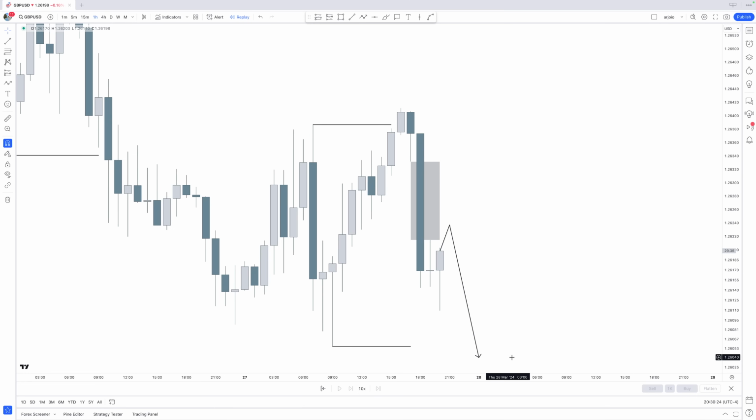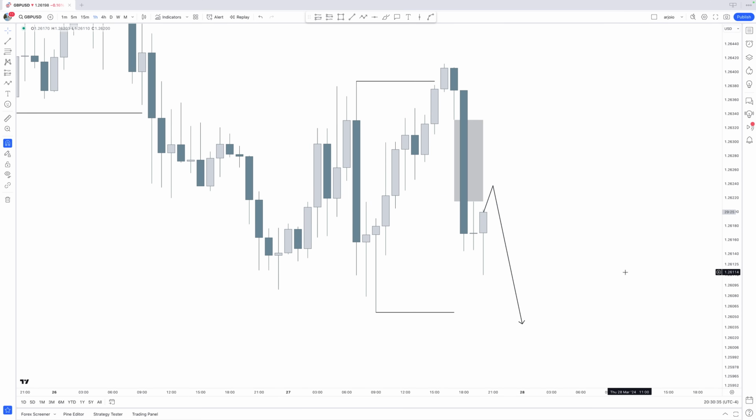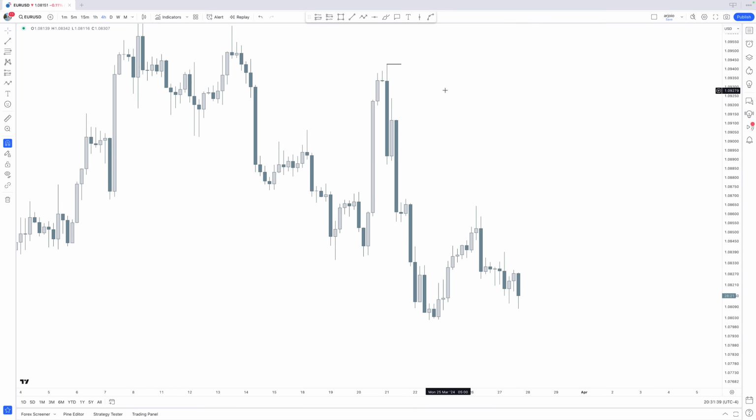Is that 100% probability? Absolutely not. That fair value gap might fail right there. So we have to also understand how we react inside that fair value gap right there, where inside the fair value gap, you actually want to do the same exact thing. Let me show you. Here we are on Euro US dollar on the 4-hour time frame as well.